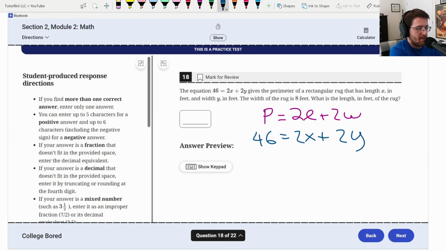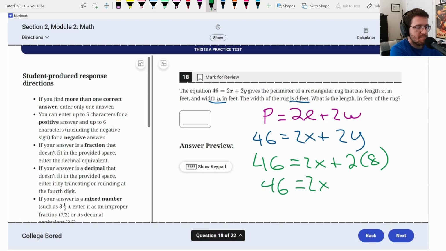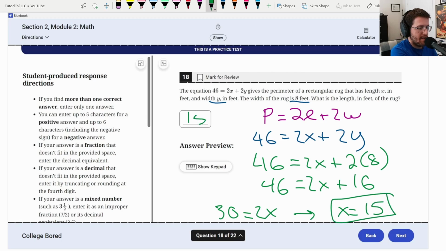And anyway, so it says the width of the rug is 8. So the width is y. So let's write that out. So 46 equals 2x plus 2 times 8. So that's 46 equals 2x plus 16. We subtract 16 from both sides, and we get 30 equals 2x. And then if we divide both sides by 2, we get a length of x equals 15. And that is our answer.